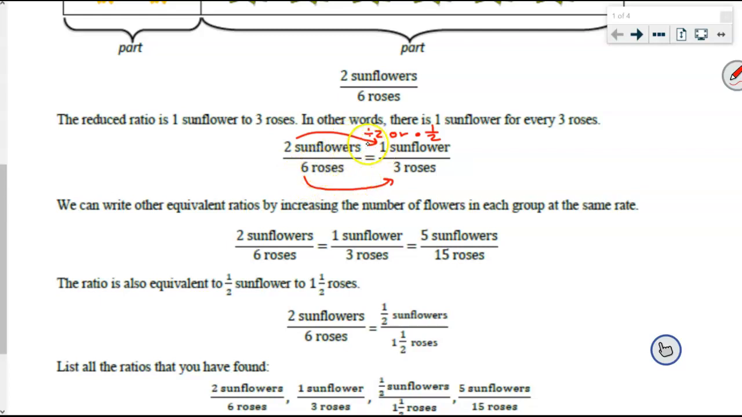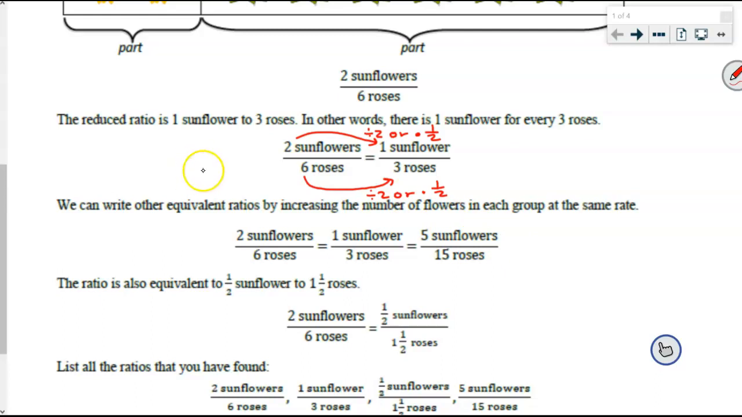Yeah, exactly. It's the exact same thing that I did up here. So if I'm recognizing that we are dividing by 2, then we're going to divide the bottom part of that ratio by 2. If I recognize that we're multiplying by 1/2, then I'm going to do the exact same thing to the other part of that ratio and multiply by 1/2. Okay.